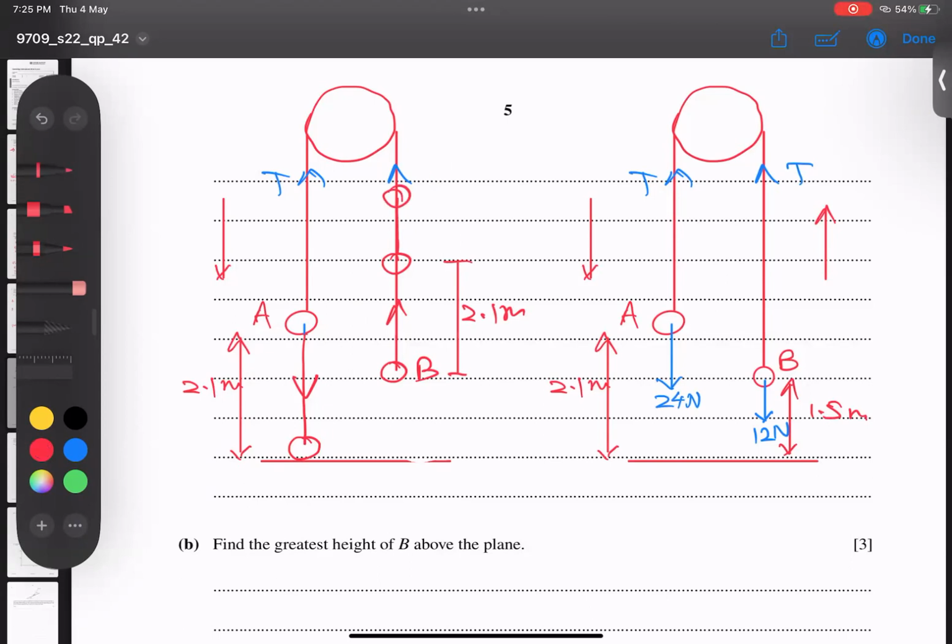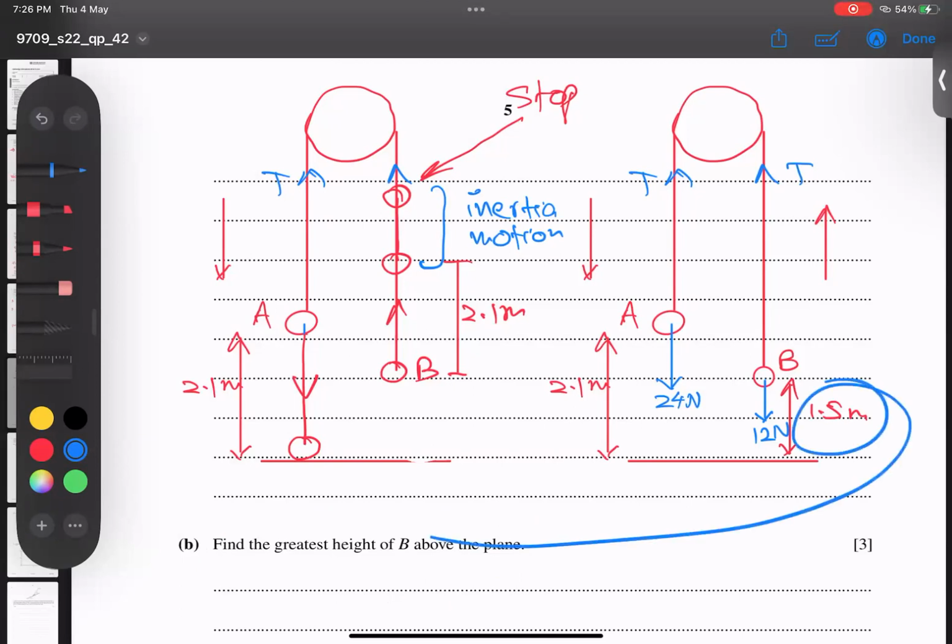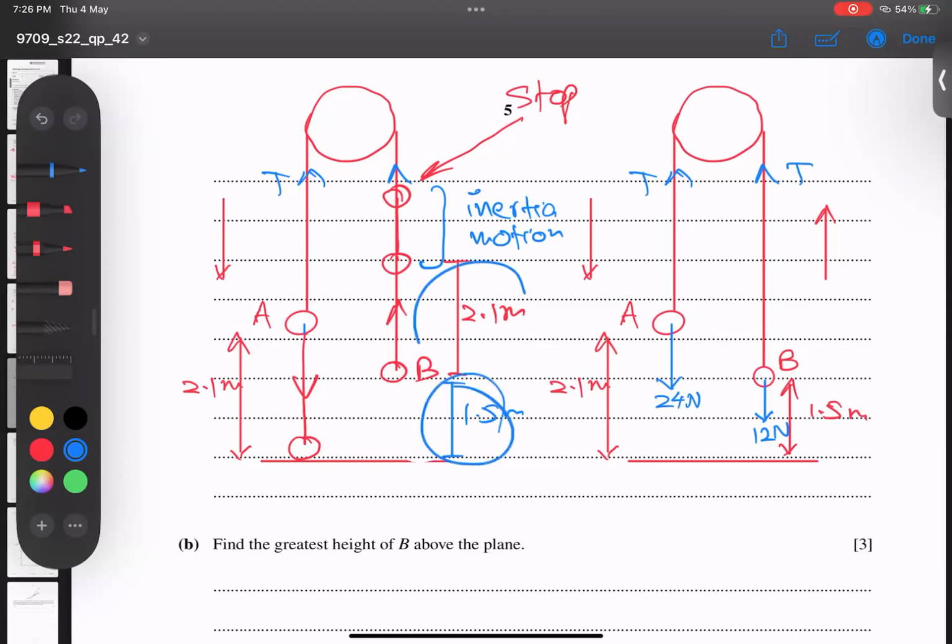So this is the stop, the particle stops here at the peak. And for your knowledge, this gap is called inertia motion. Motion due to inertia, you can say that. And a very interesting part we have here: we need to find the greatest height above the ground. And for your knowledge, this 1.5 meters we already have. It means this plus this motion gives the total height, the maximum height which we need to find.